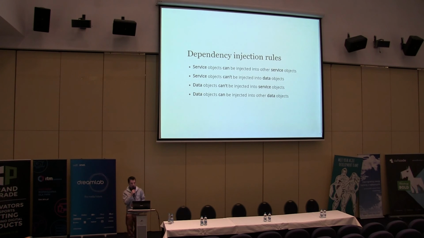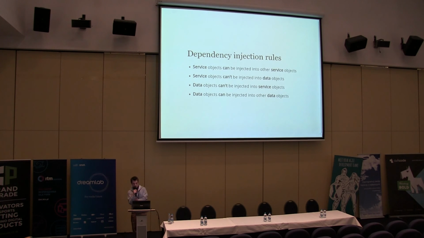And here are some rules for dependency injection. Service objects can be injected into other service objects, but service objects cannot be injected into data objects. It would be irritating to pass an email sender every time we create a new user. Data objects cannot be injected into service objects. Then we would have to create a new service instance every time we want to use it. But as our services are stateless, we can create them only once and use this instance to work with any data.